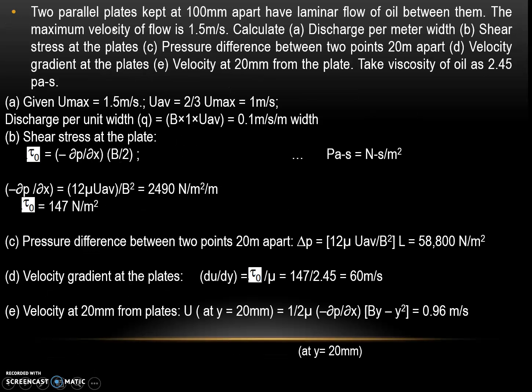Now we'll solve one more problem. Two parallel plates kept at 100 mm apart have laminar flow of oil between them. The maximum velocity of flow is 1.5 meter per second. Find, first, discharge per meter width. Second, shear stress at the plates. Third, pressure difference between 2 points 20 meter apart. Next is velocity gradient at the plates. And finally, velocity at 20 mm from the plate. Take viscosity of oil as 2.45 Pascal second.